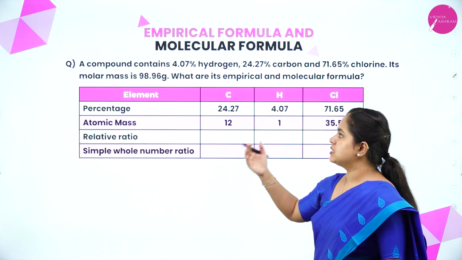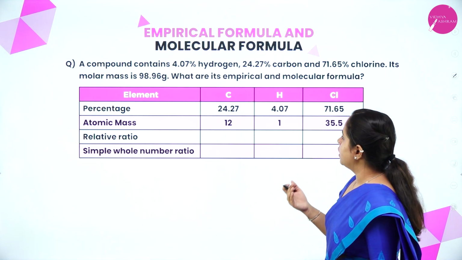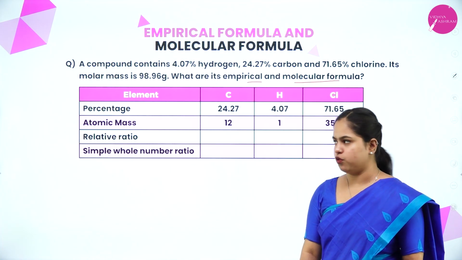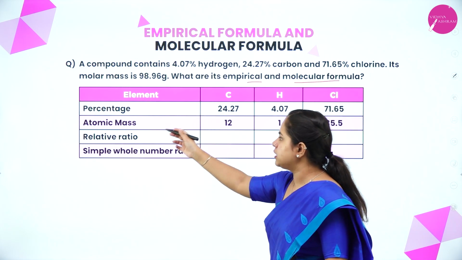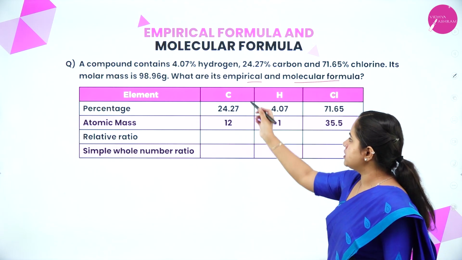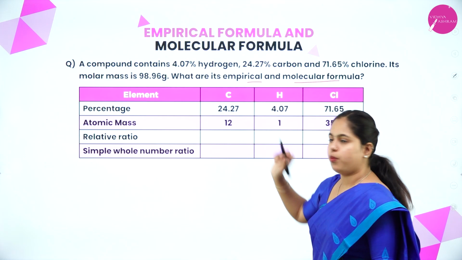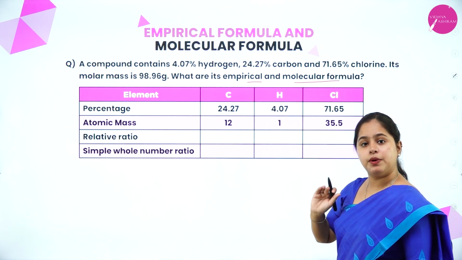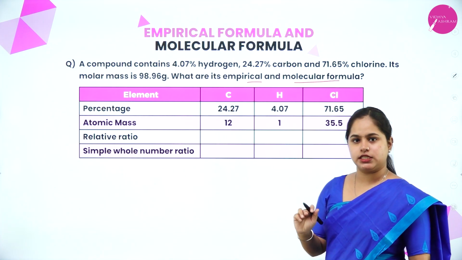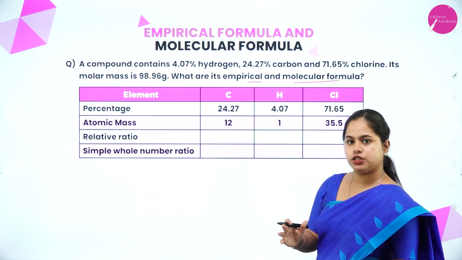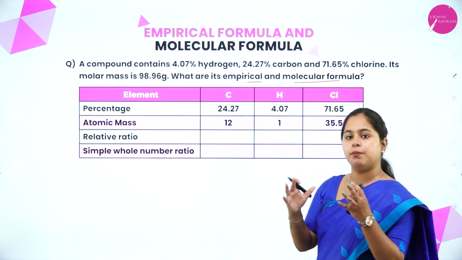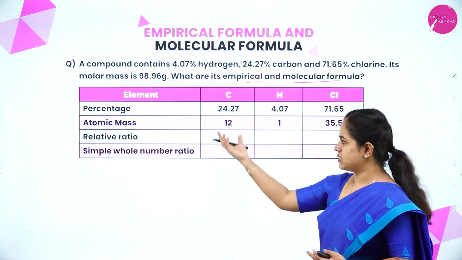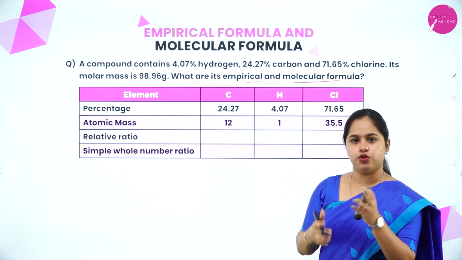Its molar mass is 98.96 gram and you have to calculate the empirical and molecular formula for it. Okay, so the percentage is given in here. Percentage of carbon is 24.27, percentage of hydrogen is 4.07 and percentage of chlorine is 71.65. So when you do the calculations or the questions regarding empirical and molecular formula, you can make a table exactly like this. So it will be easy for you to calculate it.